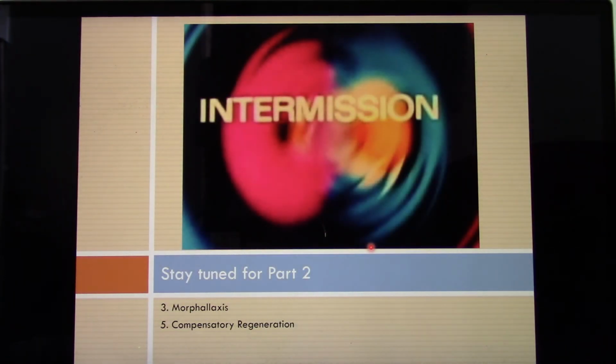So that's intermission, and we're going to be looking at the next two types of regeneration, morphallaxis and compensatory regeneration. I'm laughing because it says 3 and 5 instead of 3 and 4.